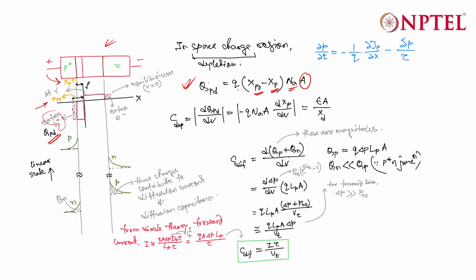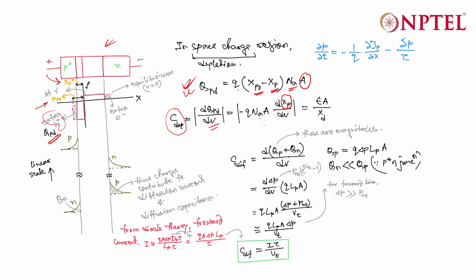Now if you want to figure out the capacitance associated with this charge, then your capacitance will be dQp/dV, that is, the derivative of the same thing with respect to voltage. This particular capacitance is known as C depletion, that is, the capacitance in the depletion region. If you do the derivative, you will find it is minus q into Na dxp/dV. Now if you put the value of xp here and do the calculation, you can figure out the expression for the C depletion.